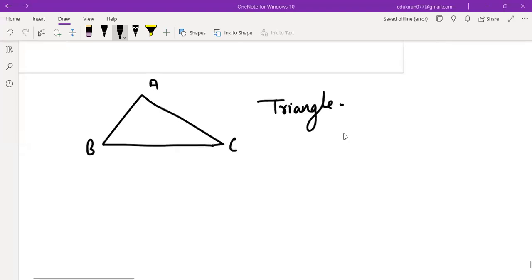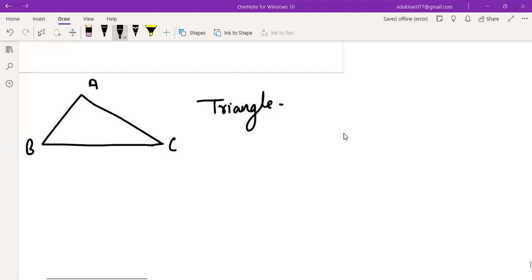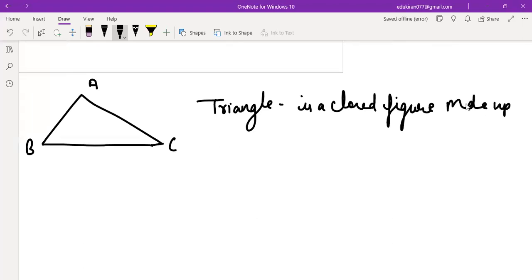Ma'am, now it's clear. I'm going to tell you the definition of triangles. So triangle is basically a closed figure, right? Made up of how many line segments? 3 line segments. Clear? Okay, so triangle is a closed figure made up of 3 line segments.